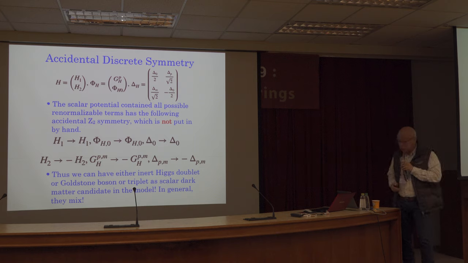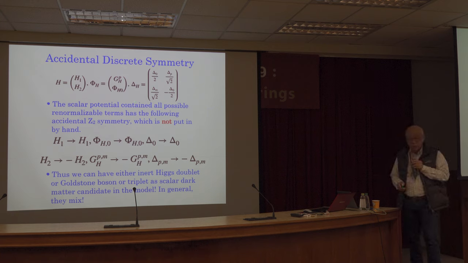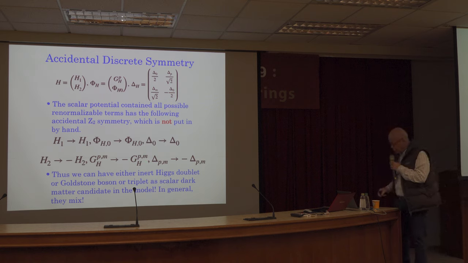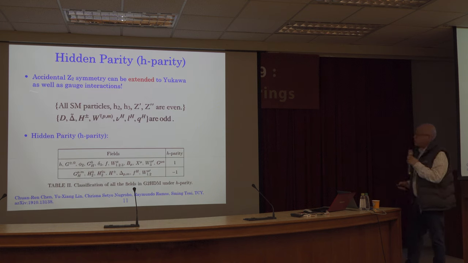So the interesting thing in this model, I think, is the following. The scalar potential that I have shown you actually contains all the renormalizable terms. We have this discrete symmetry, and as I show here, the H2 is odd, and also the G, the upper component of the second doublet, and also the off-diagonal components of the triplet, while all the others are even. So at this stage, you already see that there are three possibilities for dark matter: either the doublet, or the Goldstone component, or the triplet off-diagonal piece. They can all be dark matter candidates in the model. You can look at the whole Lagrangian, including the Yukawa and these sectors, and they actually have this accidental Z2 symmetry.